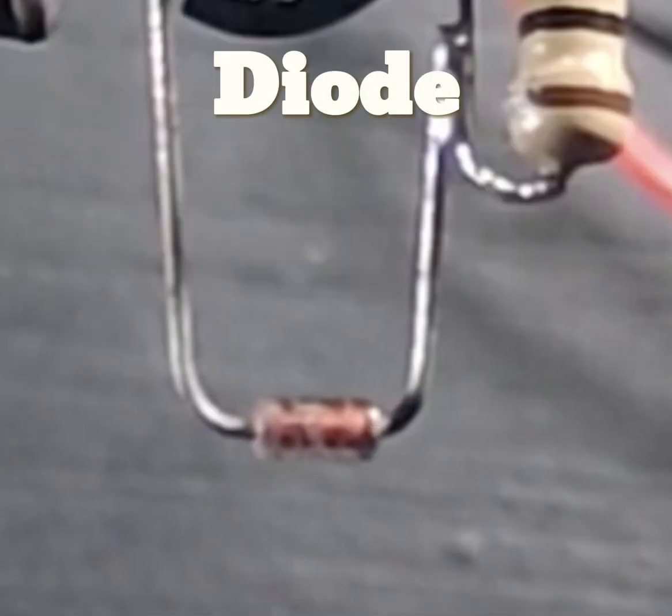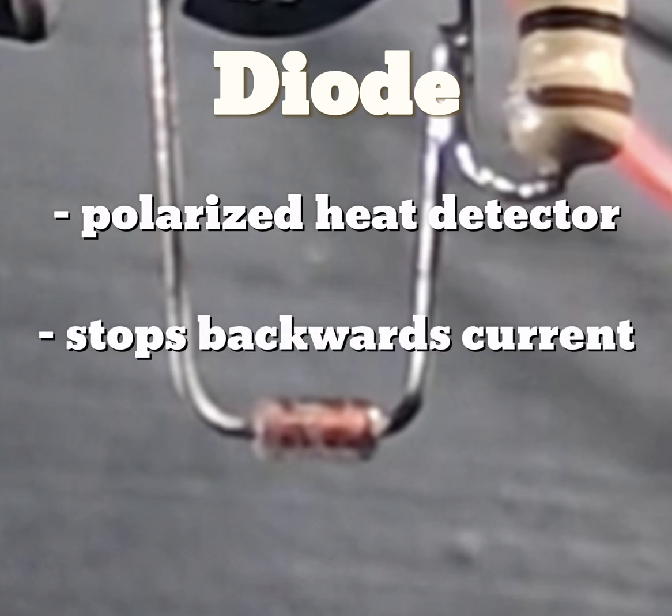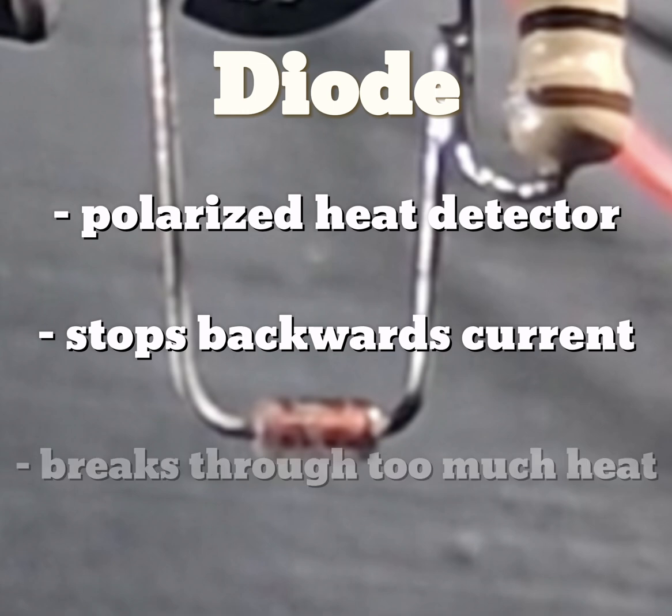The diode is polarized and basically the heat detector of the entire circuit. It usually functions as a one-way highway for the electric current that runs through the circuit. However, if a too high amount of heat acts on it, the diode breaks, thus allowing the backwards current that it has stopped to flow to the base of the transistor, which thus allows it to turn on and activate the buzzer.